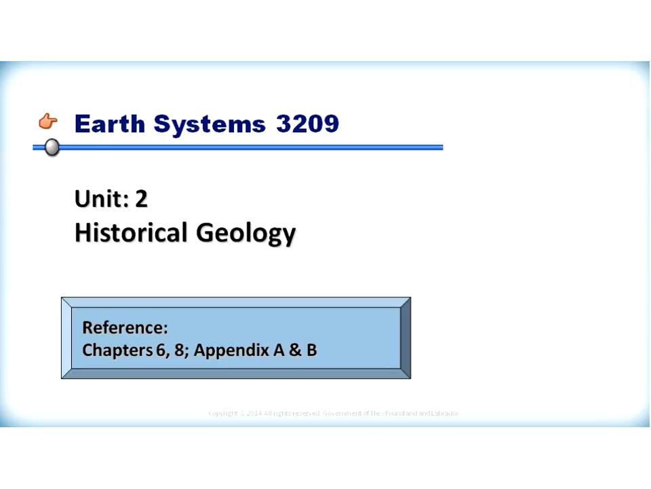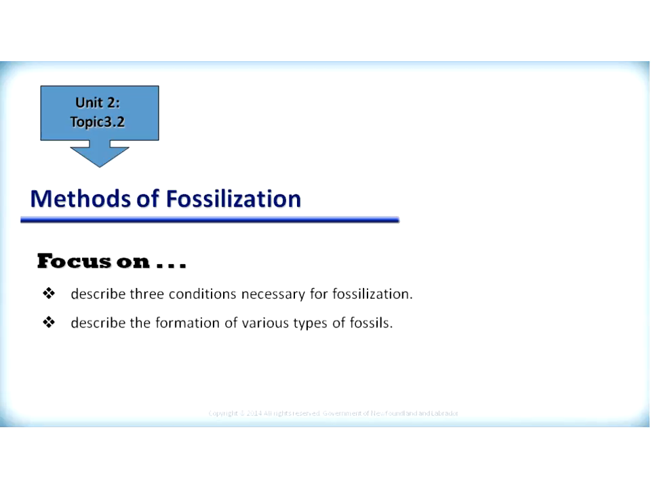Earth Systems 3209, Unit 2, Historical Geology. This presentation will focus on references from the text in Chapter 6, Chapter 8, Appendix A, and Appendix B. Unit 2, Topic 3.2, Describing the Methods of Fossilization. This presentation will focus on describing three conditions necessary for fossilization and describing the formation of various types of fossils.